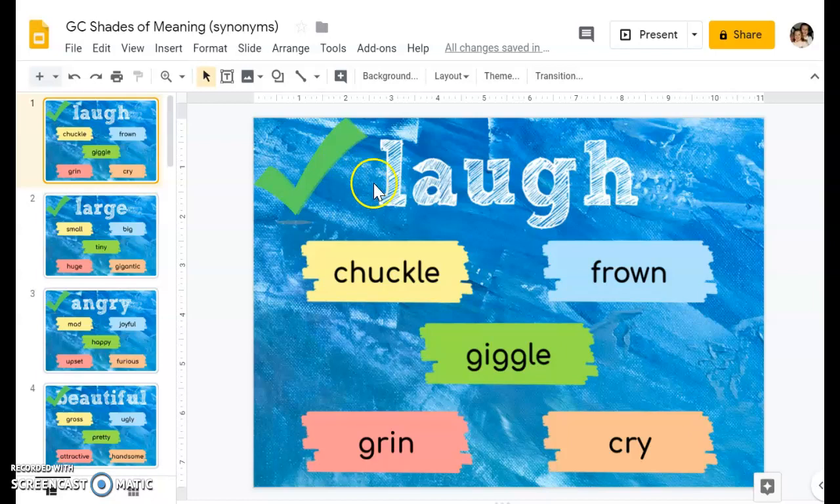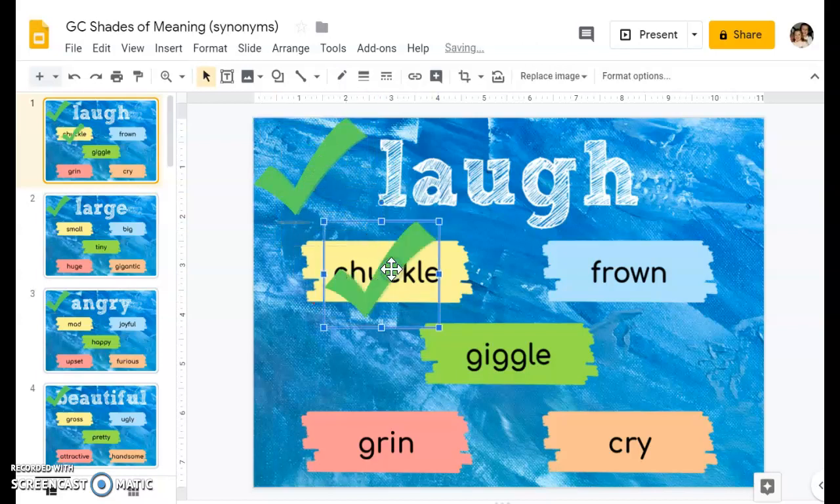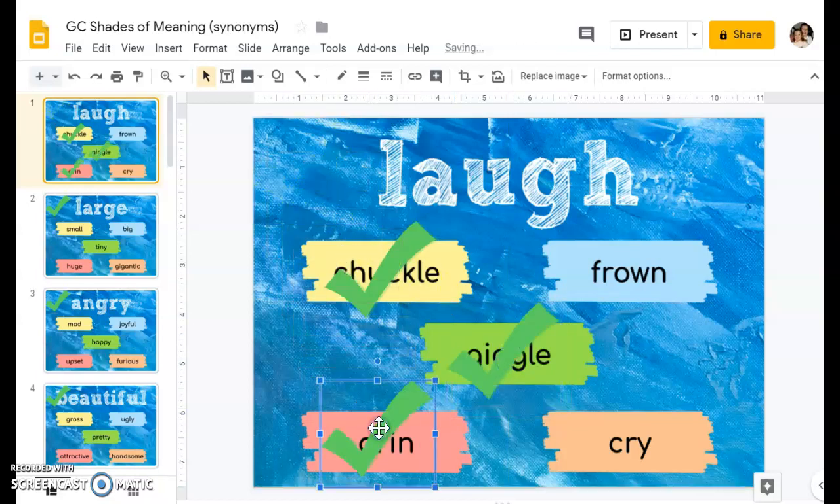So after I read this word, I see the word is laugh. And I have chuckle, frown, giggle, grin, and cry. So what I'm going to do is pull my check mark to the ones that mean laugh. Chuckle means laugh, giggle means laugh, and grin means laugh.